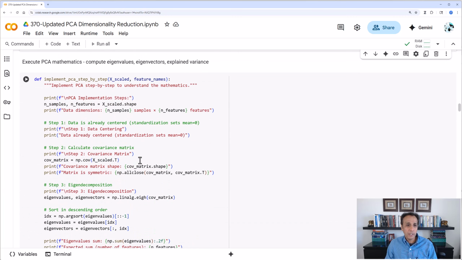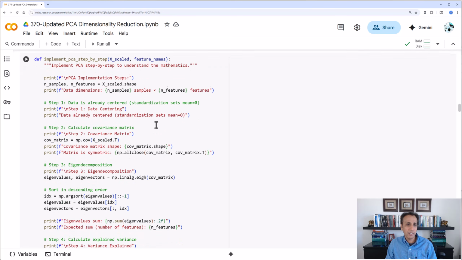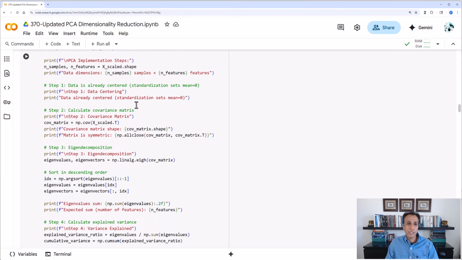So how do we do that? We take your scaled values, and of course you get your number of samples and number of features right there. And step number 1 is to center the features, but they're already centered. So we're not performing any centering as a separate step. By standardizing, they are centered.